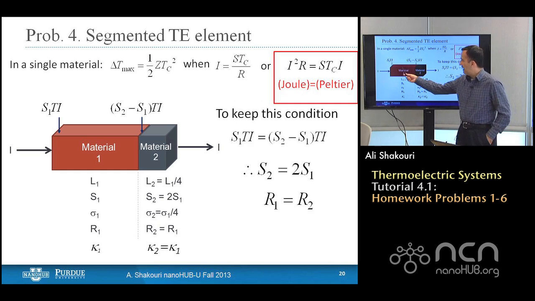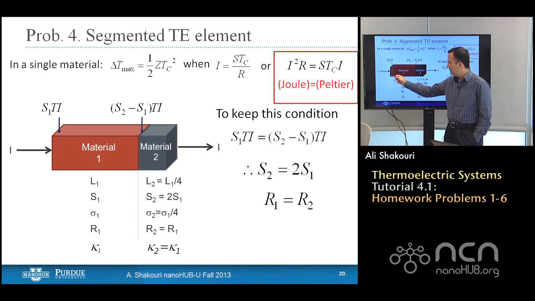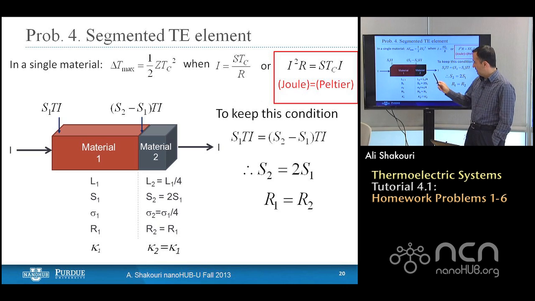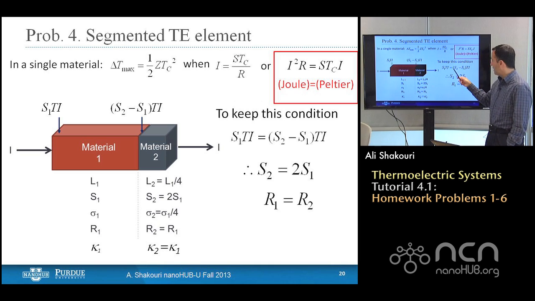The question is, if I have two segments, the Peltier effect at the first segment, assuming the Seebeck of the metal is 0, is S1 times T times I. The Peltier at the second junction is S2 minus S1 times T times I, because it's always proportional to the Seebeck difference. We want the second leg to do a similar thing, so we want S2 minus S1 times T I to be the same as S1 times T I. Basically, the only way to do this is S2 becomes twice S1, like a step increase of S1.